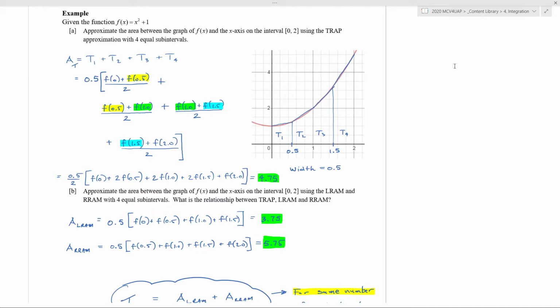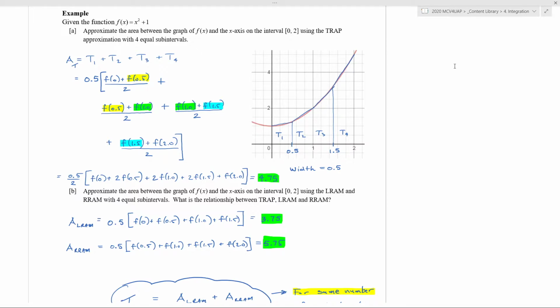So using a left rectangular approximation, so now we're using rectangles for part B. The width of each rectangle would be 1/2. And if we're using LRAM, the left-hand side of each rectangle, the top left corner, forms the height of the rectangle. So that would be f at 0 plus f at 0.5 plus f at 1 plus f at 1.5. Plug those numbers into the function, which is x squared plus 1, and you get that the left rectangular approximation is 3.75.